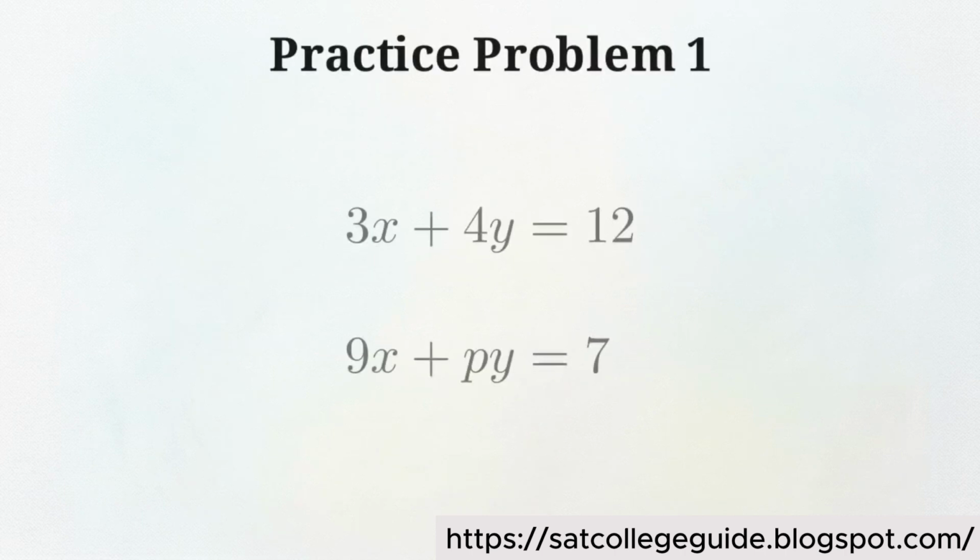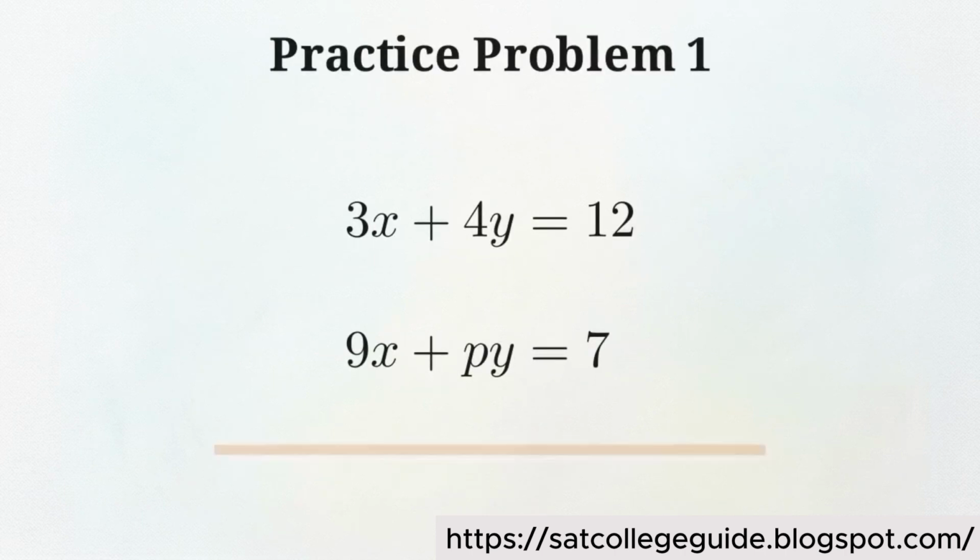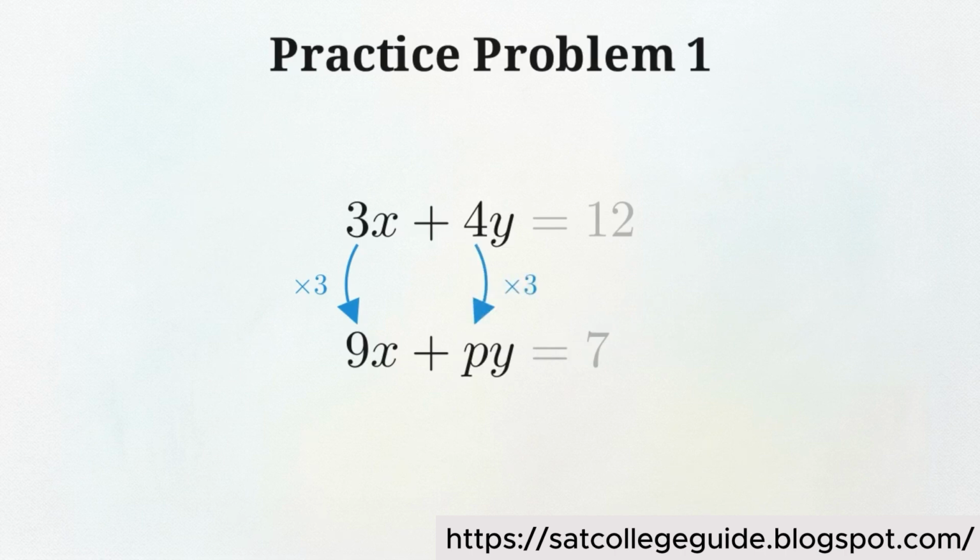To practice this, look at these two new parallel lines. Pause the video and try to identify the structural multiplier first. Comparing the x coefficients shows a scale of 3. Applying that to the y coefficients, 4 times 3 tells us that p is 12.